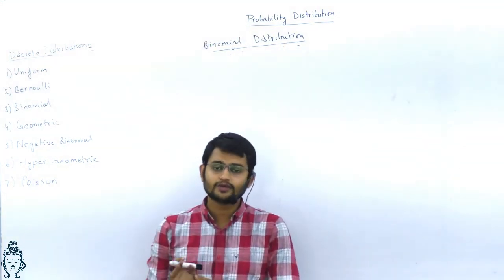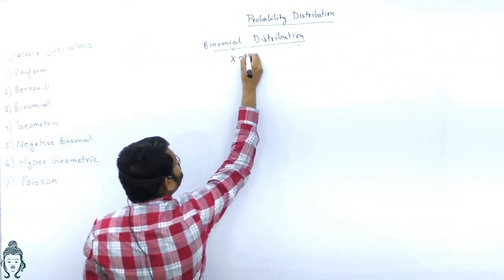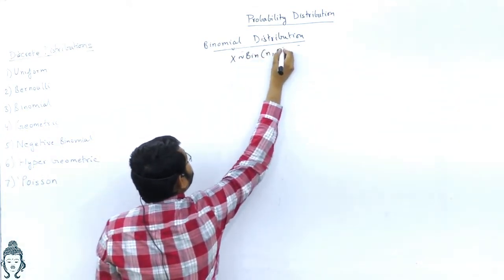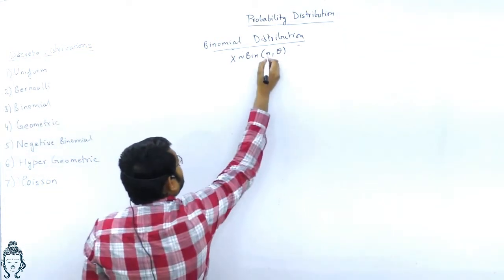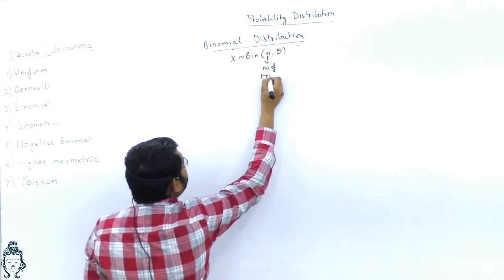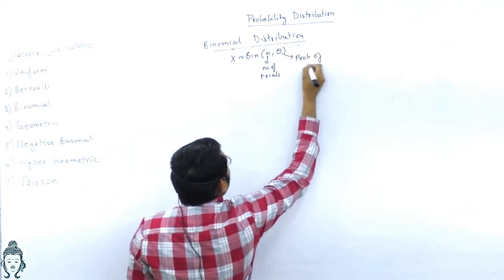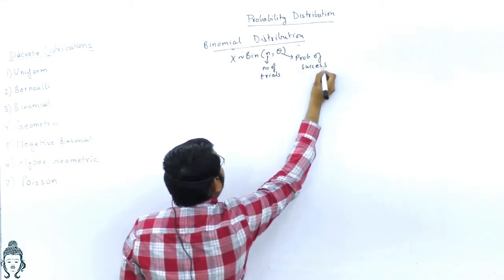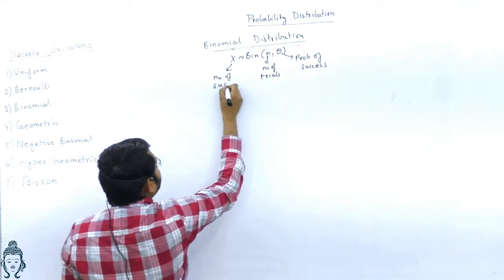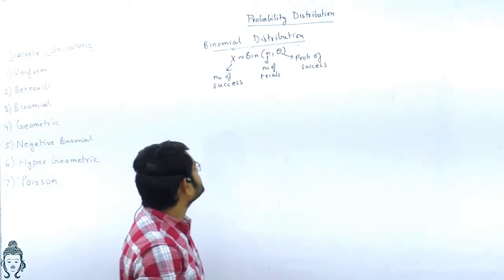Next, let's see the binomial distribution. In binomial distribution, we write x follows Bin, which is just a short form for binomial distribution, with n comma theta, where n is nothing but the number of Bernoulli trials, or I'll just write here number of trials, and theta is nothing but the probability of success, and x is nothing but the number of successes that we need to find, or you can say we need to find the probability for these number of successes.